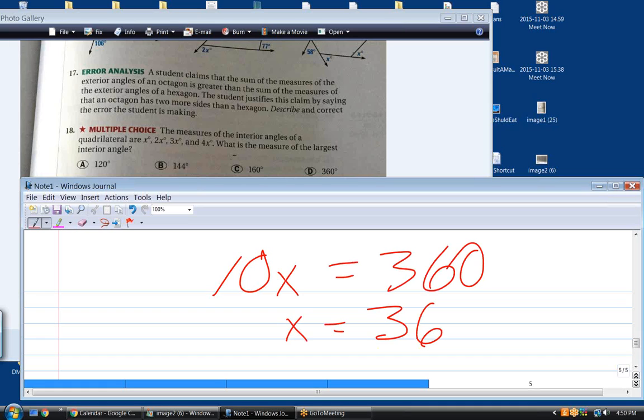So what is the measurement of the largest angle? 36. No. That's the measurement of x. Okay, so it's a little bit of a trick question. They didn't ask you to solve for x. They want to know what 4x is. So that'd be 144 then. Right.